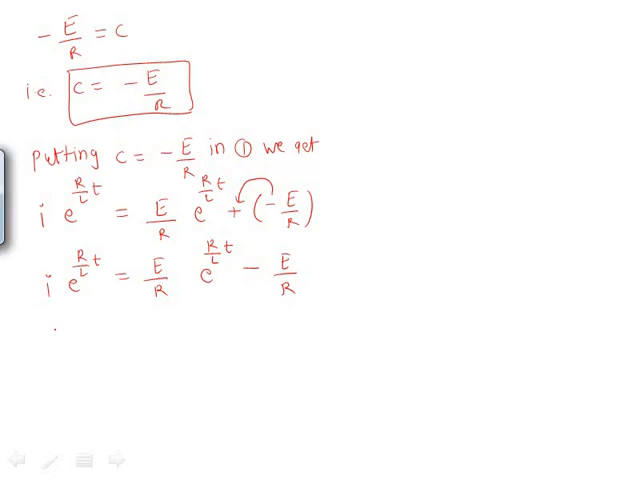Now we can see on the right hand side E by R is common. That common term we take outside, and what remains in the bracket is e raised to R by L into t minus 1. So we have taken E by R common in both the terms, and at last we just have to transfer this term to the denominator.